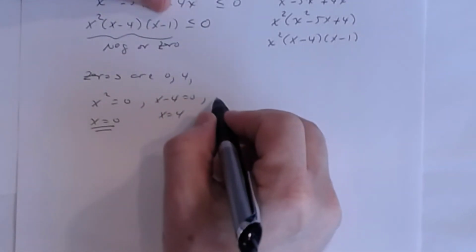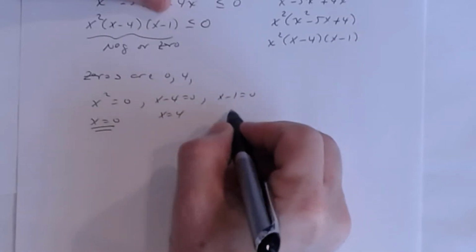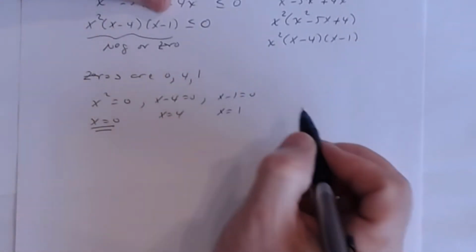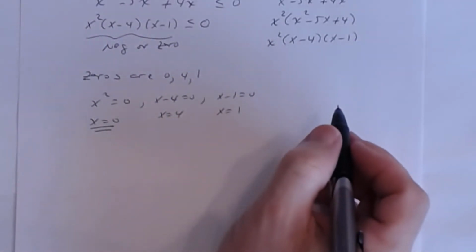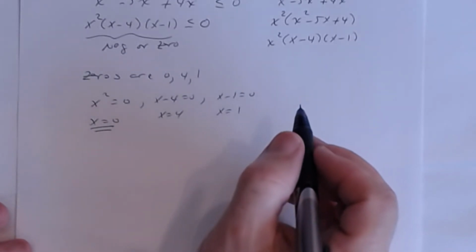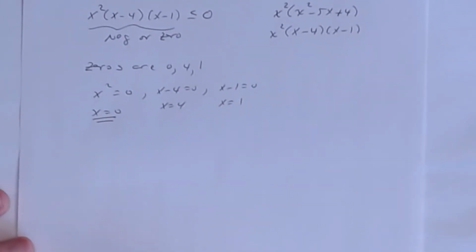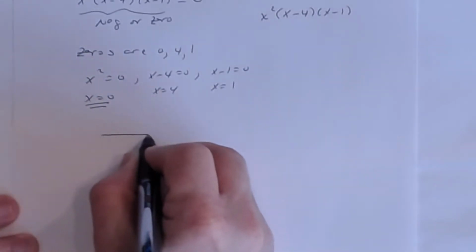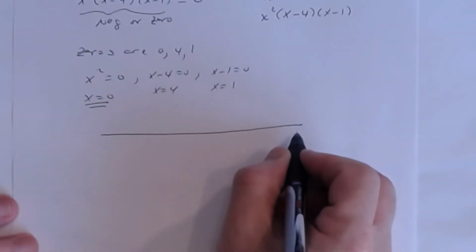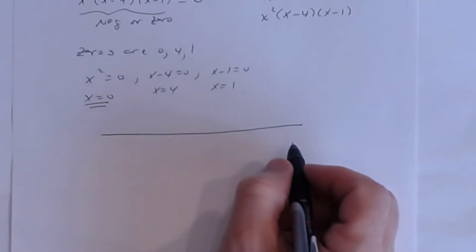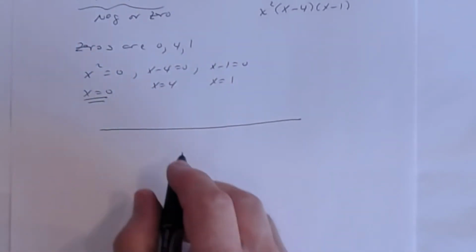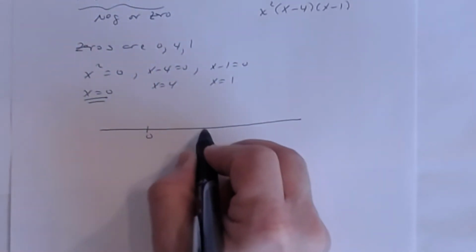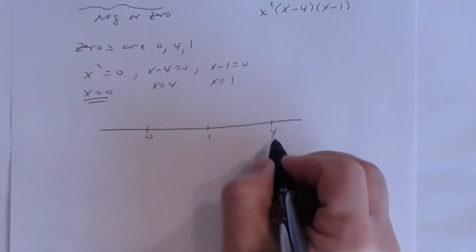And then your other 0, you're going to set x minus 1 equal to 0, so that's going to be x equal 1. So those are your three zeros: 0, 4, and 1. And so you're going to put those zeros on the number line. Make sure you put them in order. I get 0, 1, and 4.